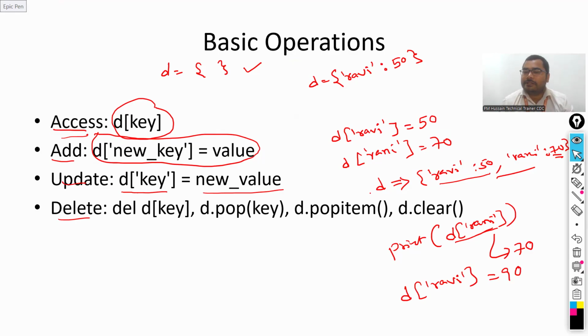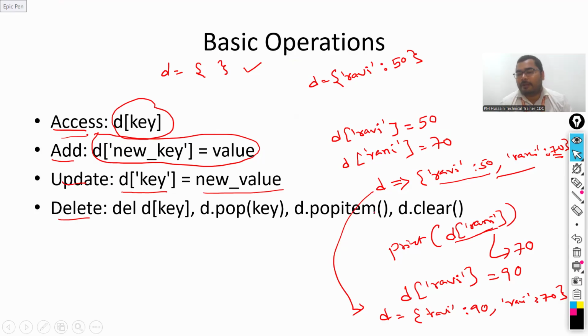Then the dictionary becomes D is equal to Ravi, whose marks will be updated to 90, then Rani, whose marks are 70. Like this, dictionary items can be updated. Next, if you want to delete an item, how can you do it? For deleting, there are multiple methods. If you write del D of Rani, then the complete item will be removed.